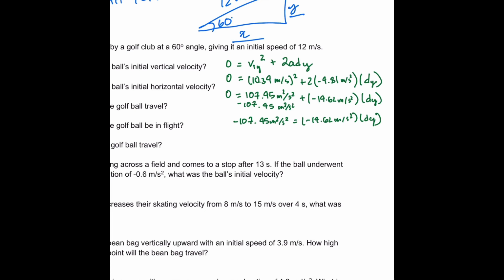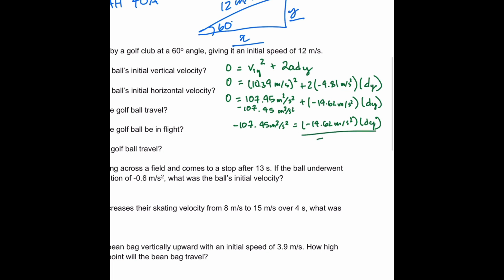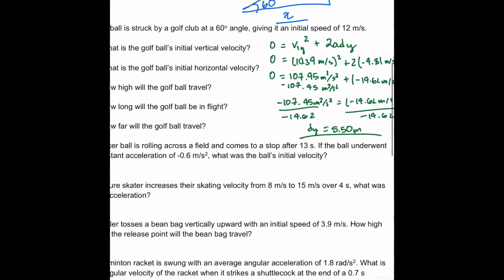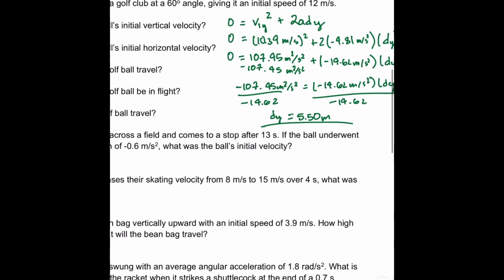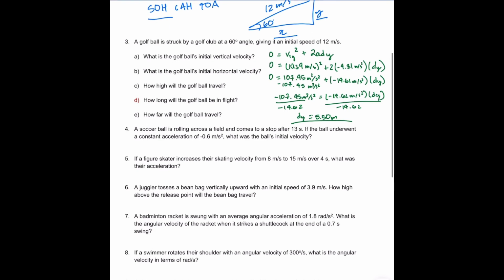Now, since we're trying to get the distance of y by itself, we multiply negative 19.62 to both sides. When we do that, we get a vertical distance of 5.50 meters. And that is our answer for part C. When we're talking about the apex, that is how we find the apex here today. So that is the answer for part C.